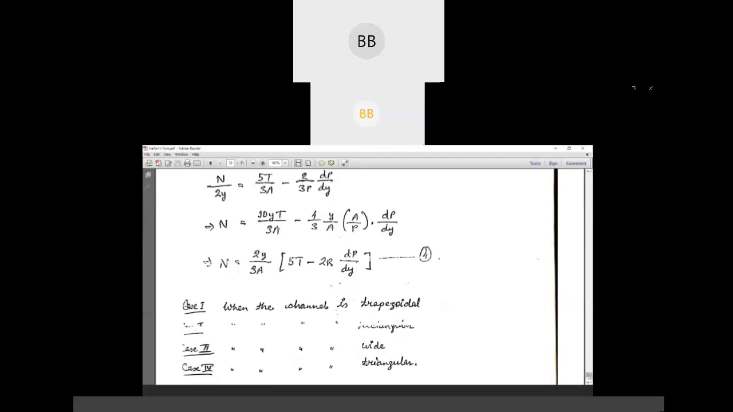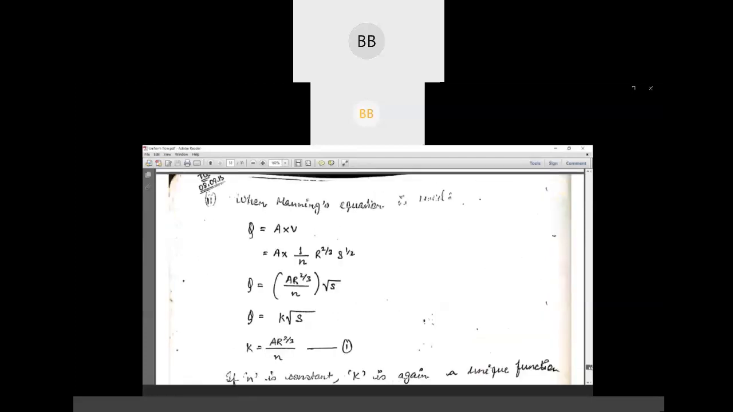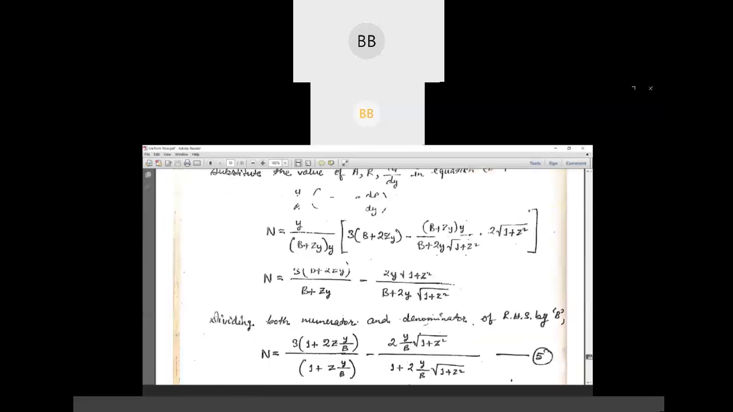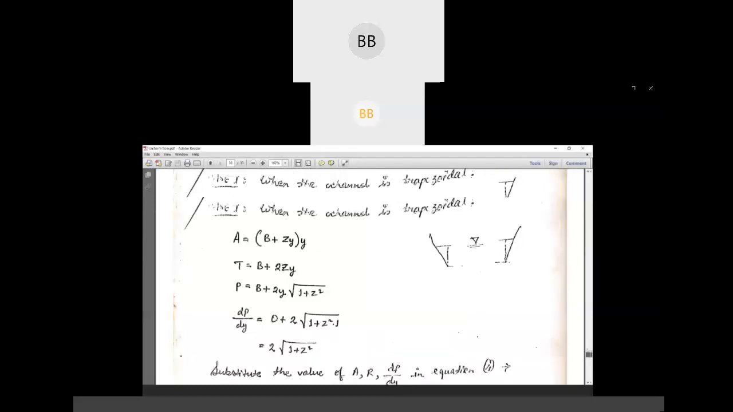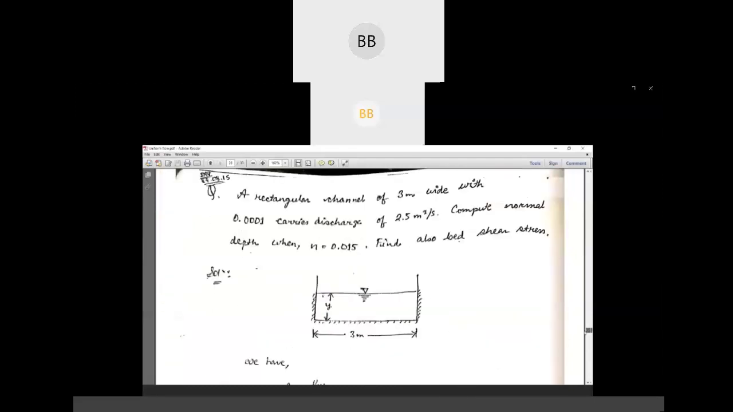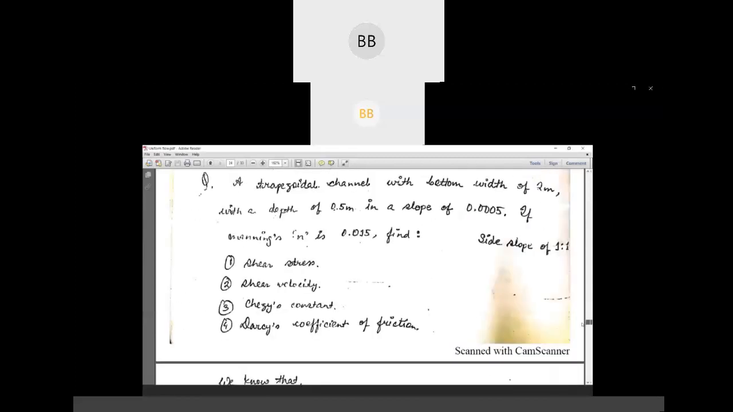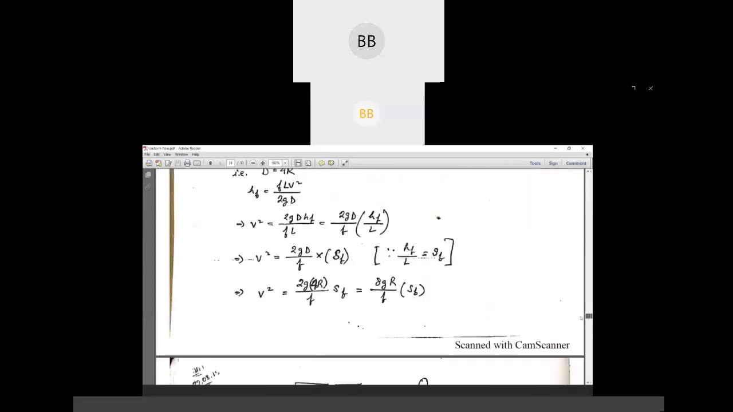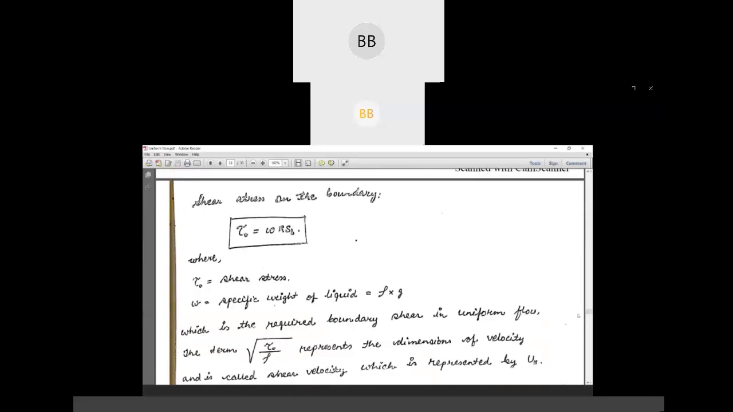So we have just one topic left, and after that we are going to complete this unit number 1. Then we will move on to the next unit, that is canal design. So the next topic, you write: shear stress on the boundary.